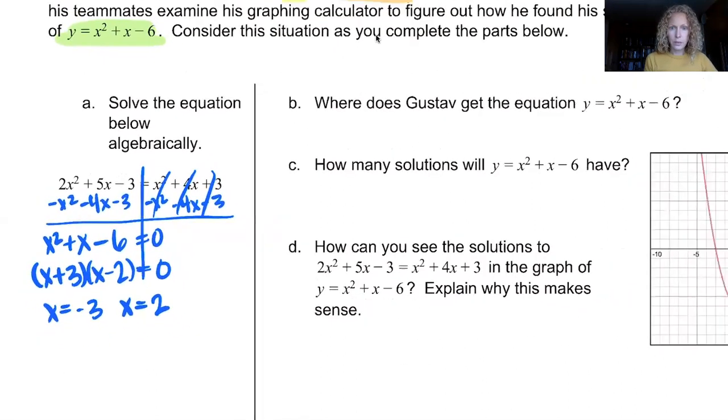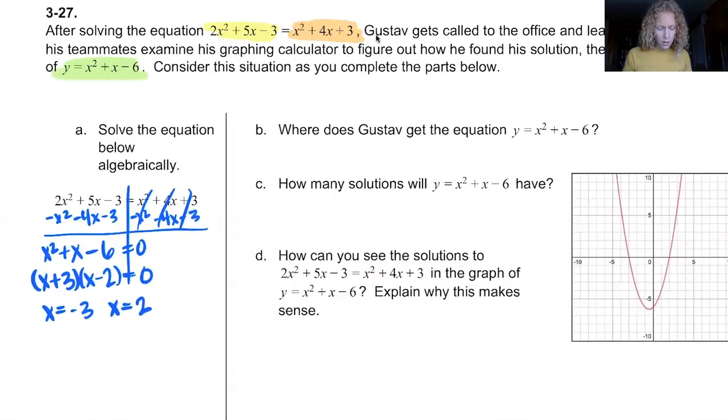So, where does Gustav get the equation y equals x squared plus x minus 6? Well, it's right here. It comes from when he is solving and getting everything to a single side. I, right there in my solution, have it equal to 0. If you're wondering how many solutions this equation will have, well, set it equal to 0 and solve, which is what we did right there.